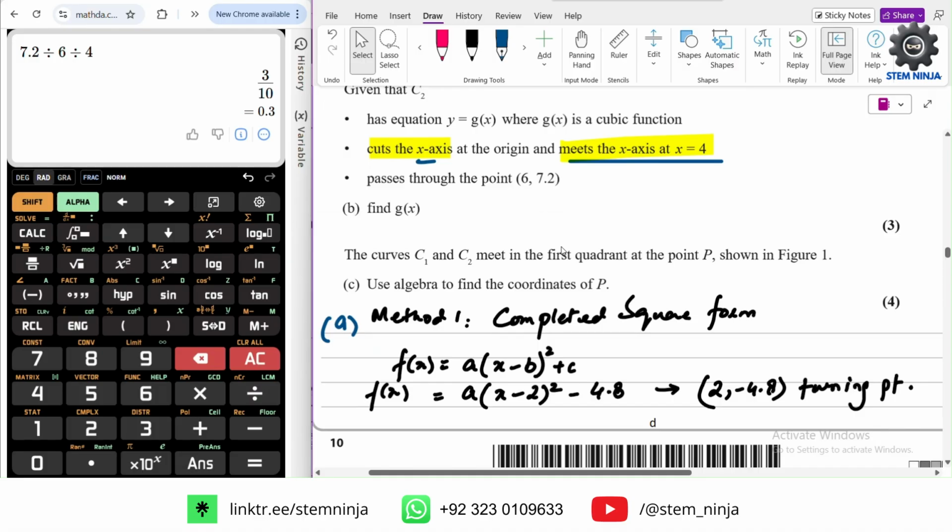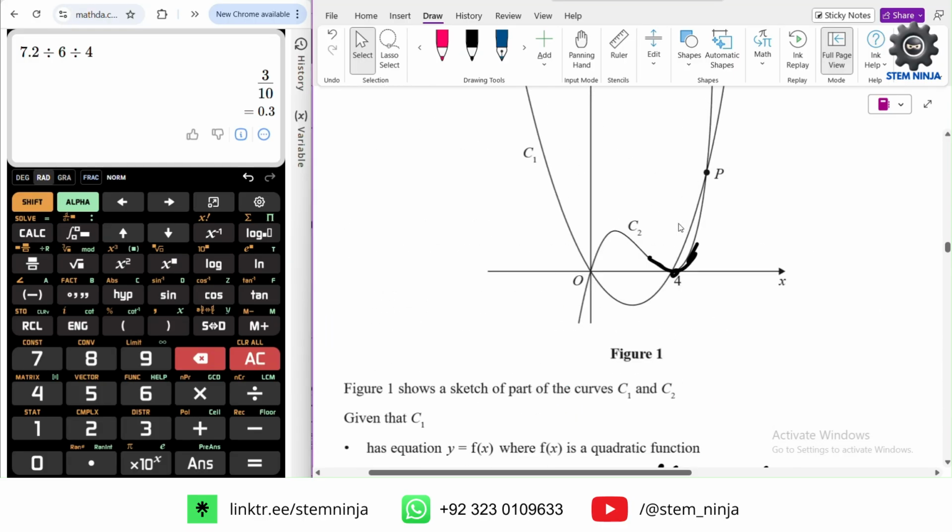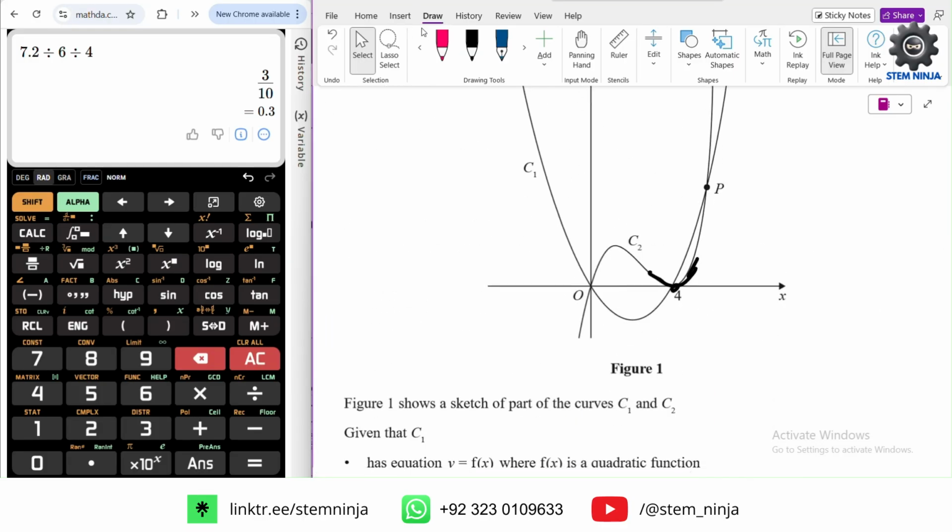Now, the curves C1 and C2 meet in the first quadrant at point P, shown in figure 1. Use algebra to find the coordinates of P. Okay. So notice one thing, that point P is not the only point where the curves are meeting. They're meeting at x is equal to 0. They're meeting at x is equal to 4 also.